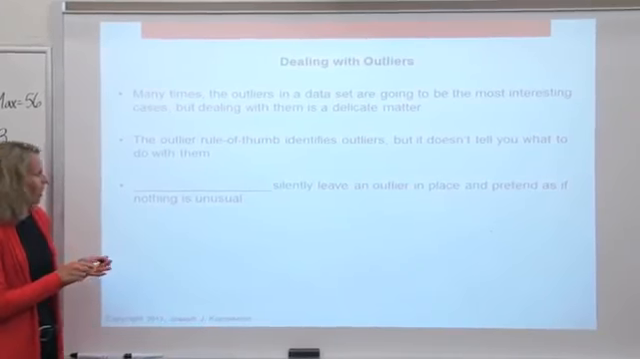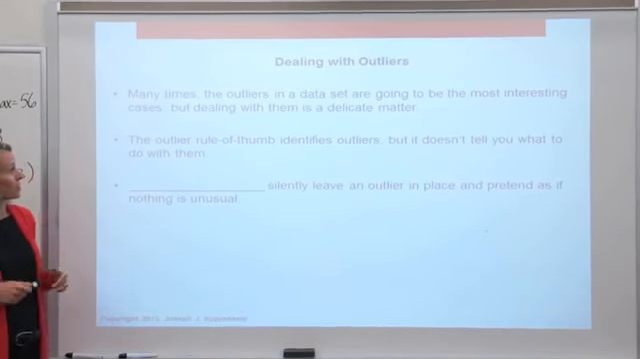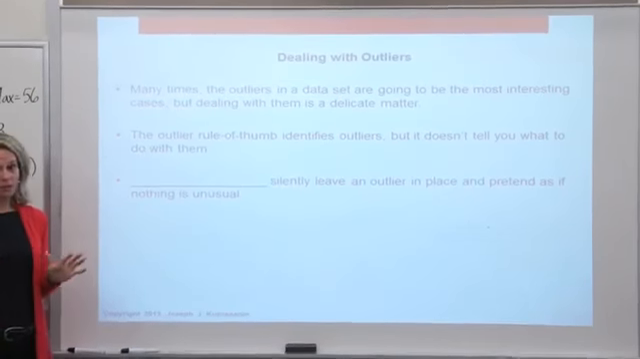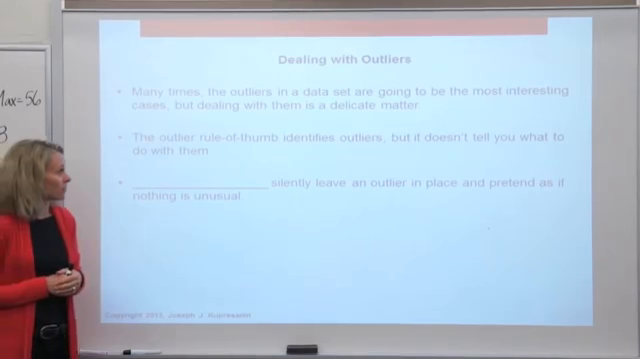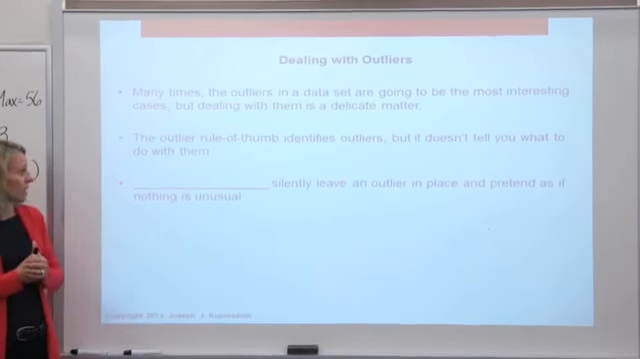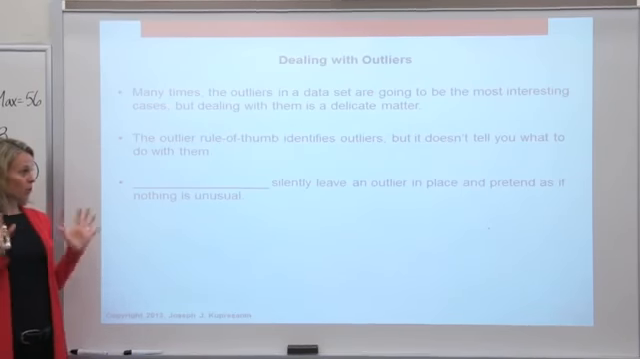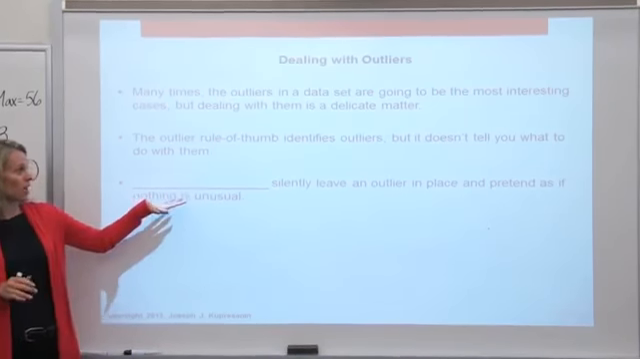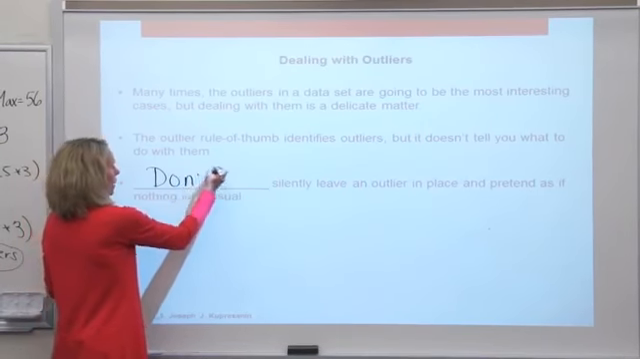Okay, let's talk for a second about outliers. Sometimes the outliers in a data set are some of the more interesting cases, but how you deal with them is important. So if the outlier rule of thumb identifies outliers, it tells you that they exist, but it doesn't exactly tell you what to do with them. So just some caution, some things you don't want to do. We don't want to silently leave an outlier in place and pretend as if there's nothing unusual about it.